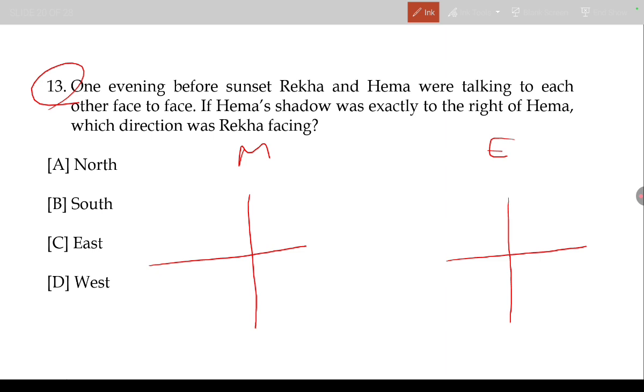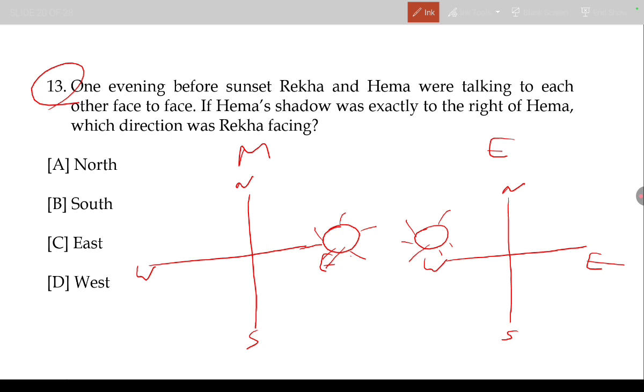If it's a morning time, obviously these sides are north, south, west, and east. If it's morning time, where is the sunrise? Obviously, on the east side, you have to make it. And if it's evening time, the sun is here at the west side. Now, in this type of question, they always say that two persons are talking face to face. In which direction is that person facing?